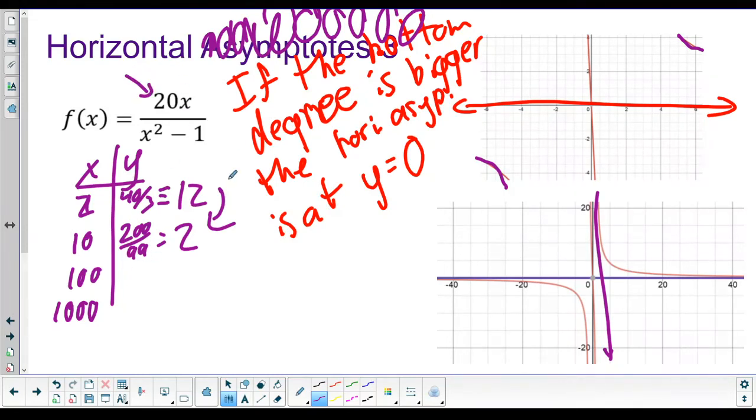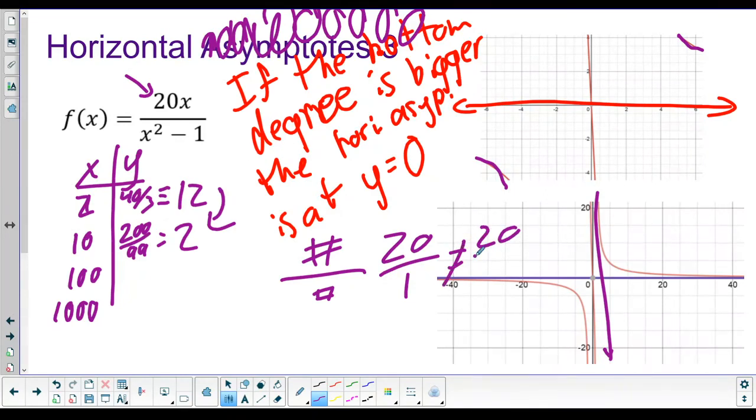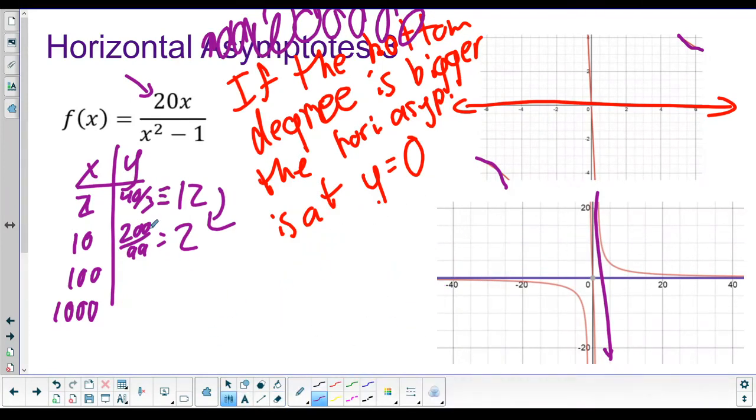This 20 just gives the top of the fraction a big head start. So if the top number of a fraction is big compared to the smaller bottom one, you'll get a big number. Like 20 over 1 is 20, but 20 over 20 is only 1. It's a lot smaller. So because this is squared, the bottom will eventually catch up to the top.